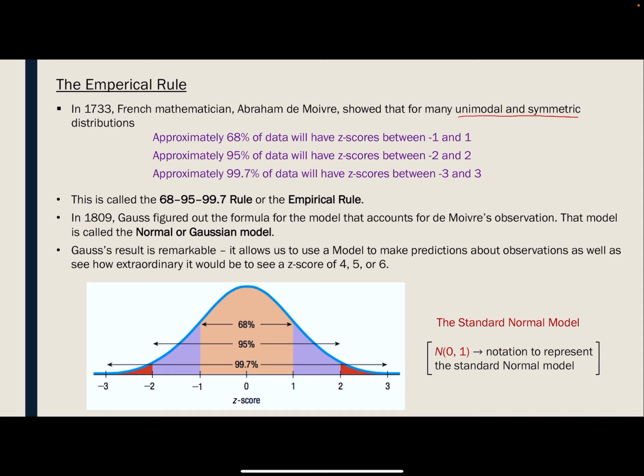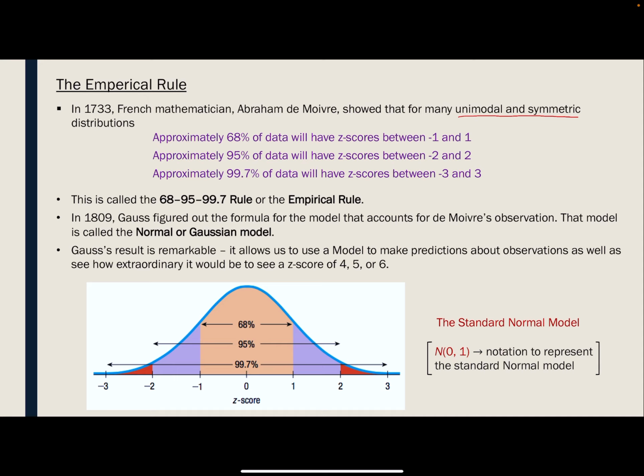About 75 years later, a very famous mathematician named Gauss came up with the formulas that created the model for this. We call this the normal model, or sometimes the Gaussian model.